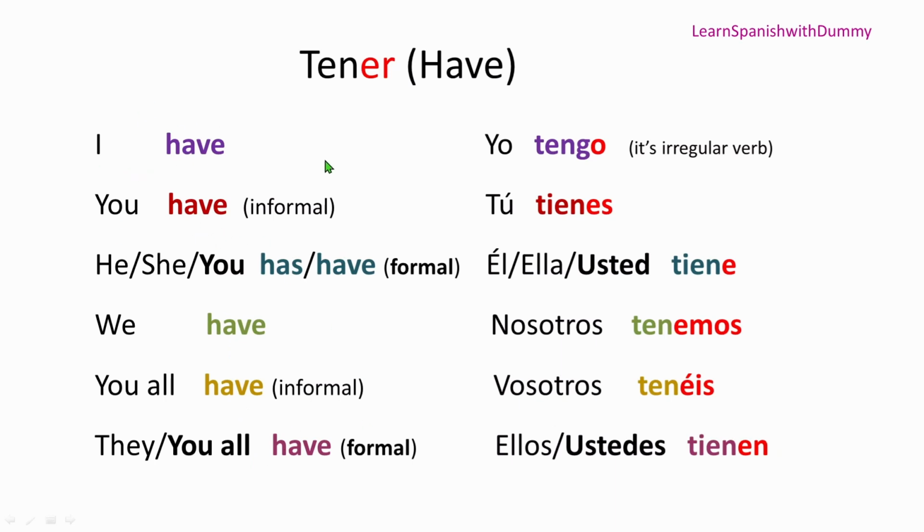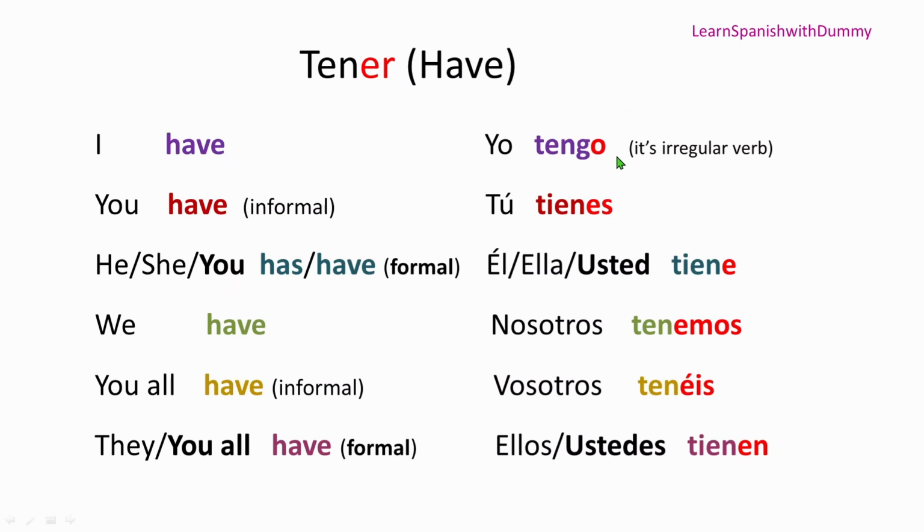When you say I have, we say yo tengo. When you say you have, it's tú tienes. He, she, and you has or have would be él, ella, usted tiene. We have, nosotros tenemos. You all have, vosotros tenéis. They or you all have, ellos, ustedes tienen. Now you can see that in English we just have, right?